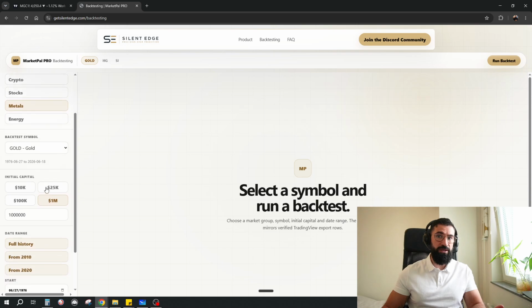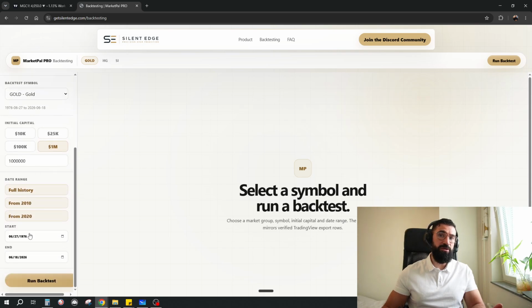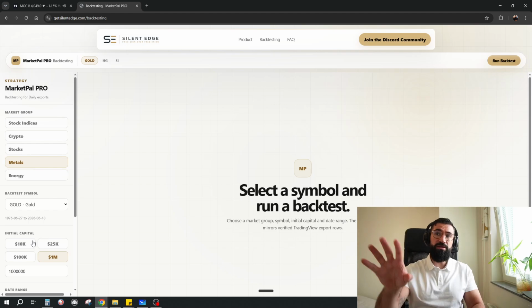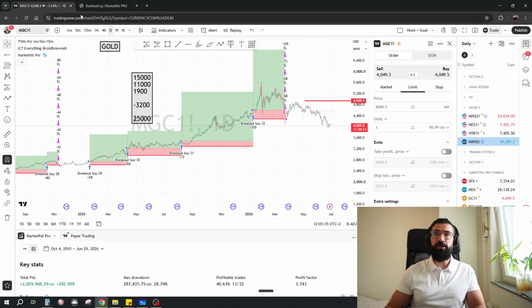You can see gold right there. You can choose the amount and you can choose the date also. The results you see here are basically taken from the data from TradingView, from the symbol.